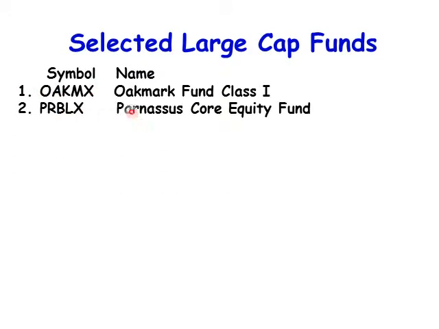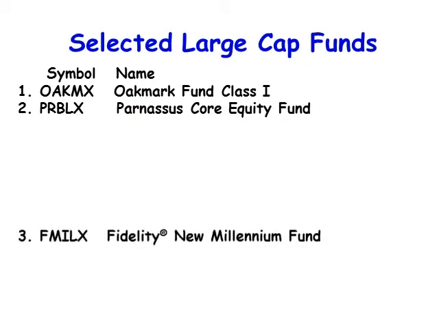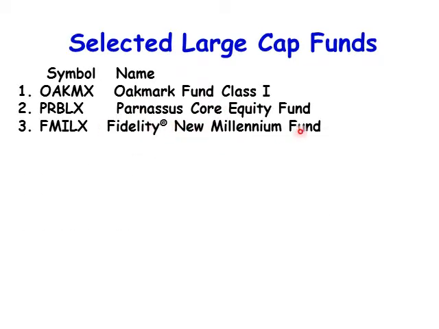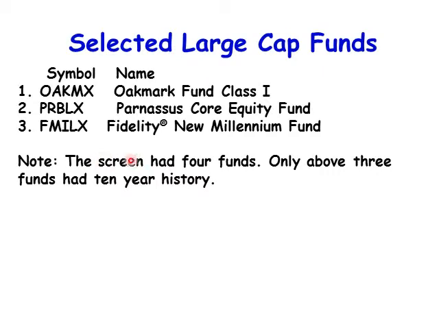Now our selected funds are the Oakmark Fund, OAKMX, then the Parnassus Core Equity Fund, and the Fidelity New Millennium Fund. Now the screen had four funds, and only the first three funds had a 10-year history. Let's continue now. Let's try to pick up mid and small cap funds.